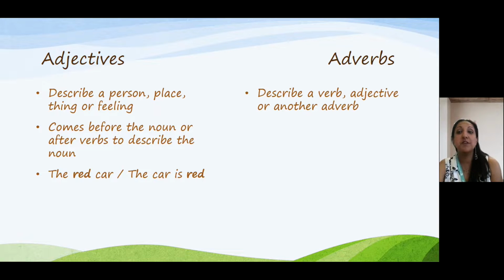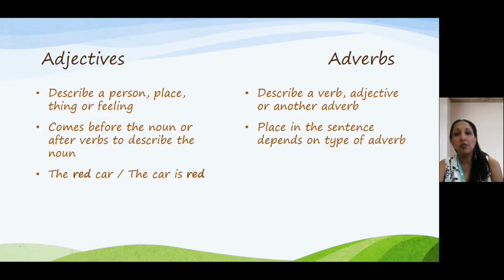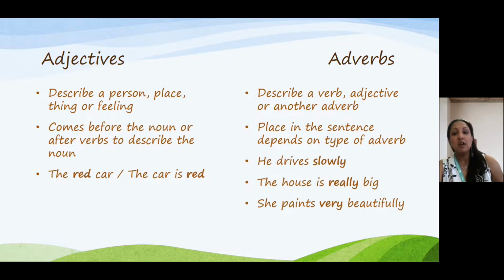An adverb describes a verb, adjective, or another adverb. Where it goes in the sentence really depends on the type of adverb, and we'll look at that later in this video. Examples of adverbs are he drives slowly. The house is really big. She paints very beautifully. So slowly here describes a verb, drives. Really describes an adjective, big. And very describes another adverb, beautifully.